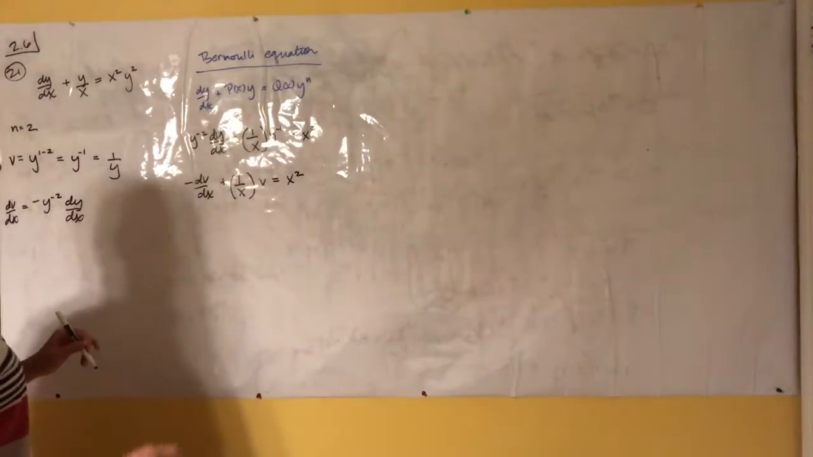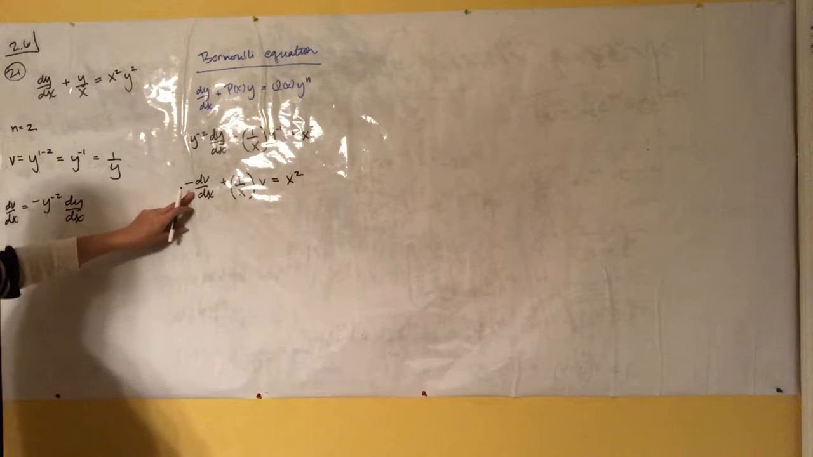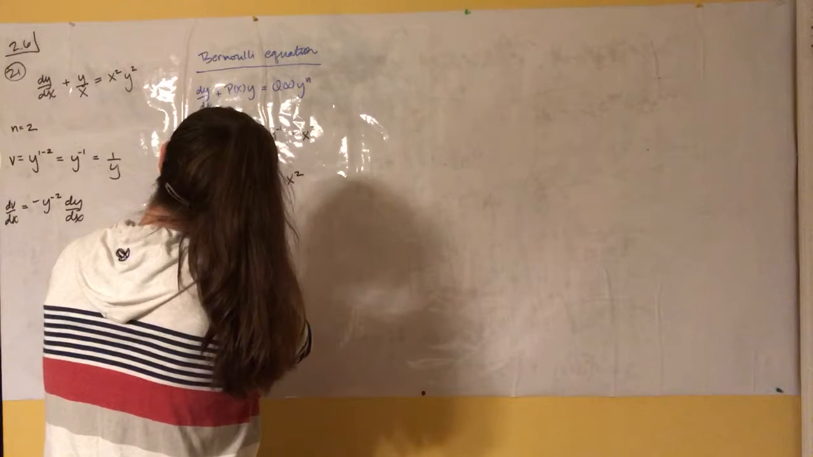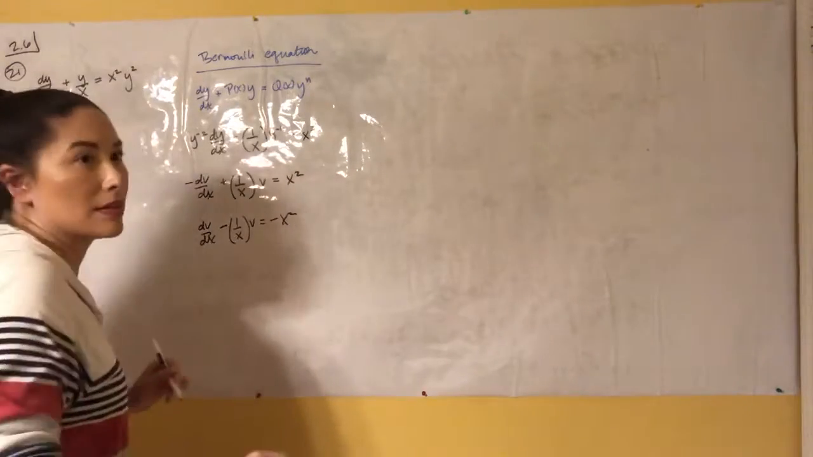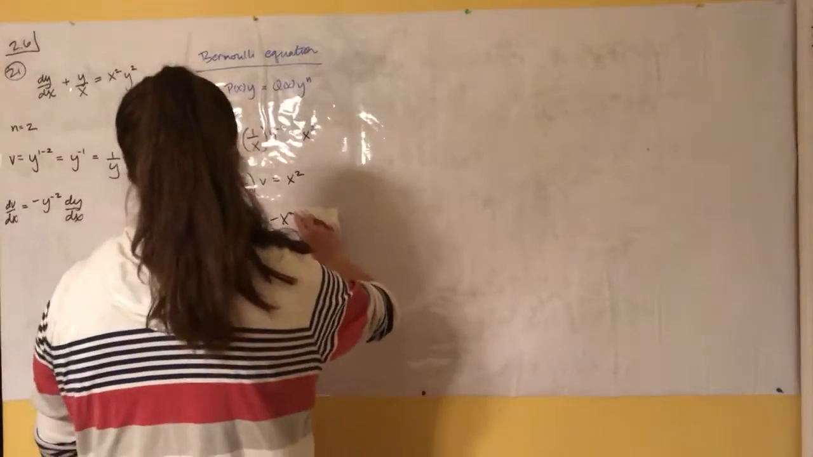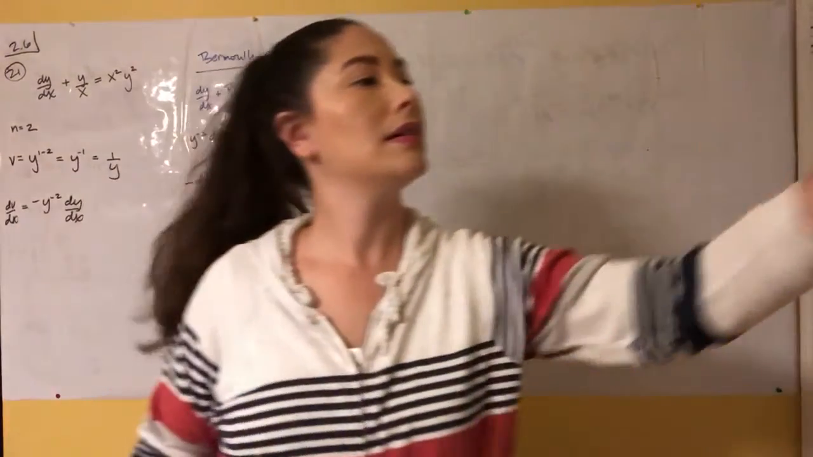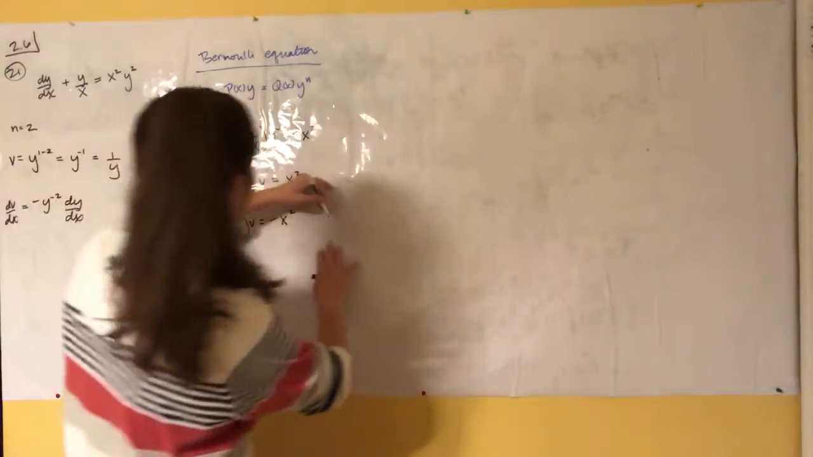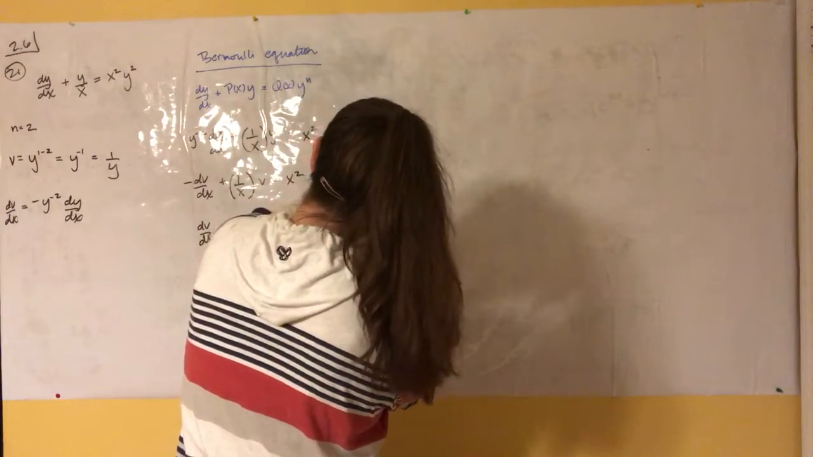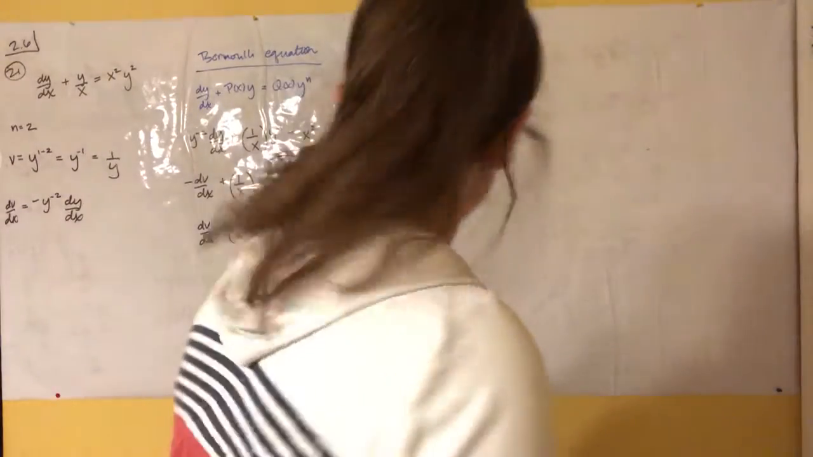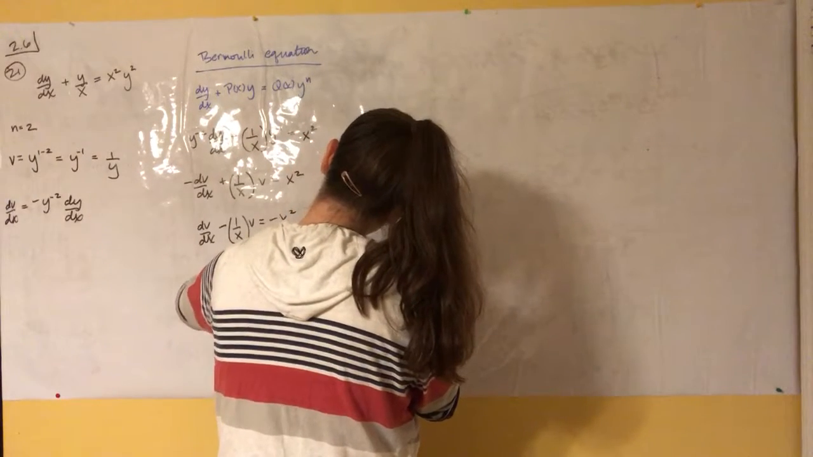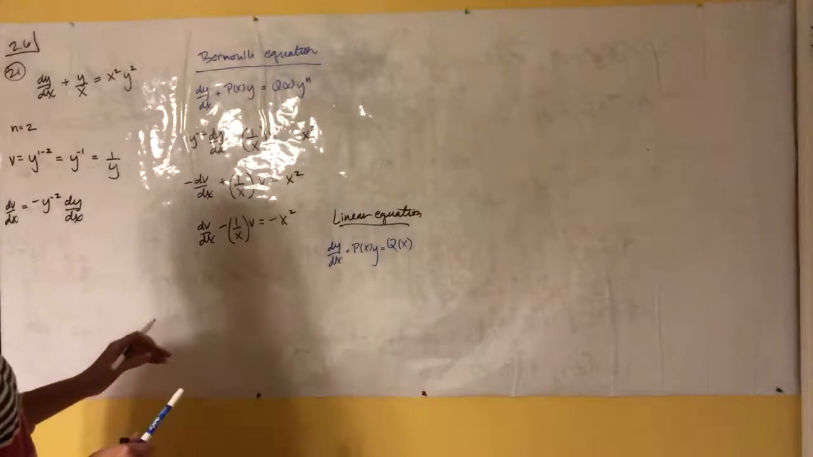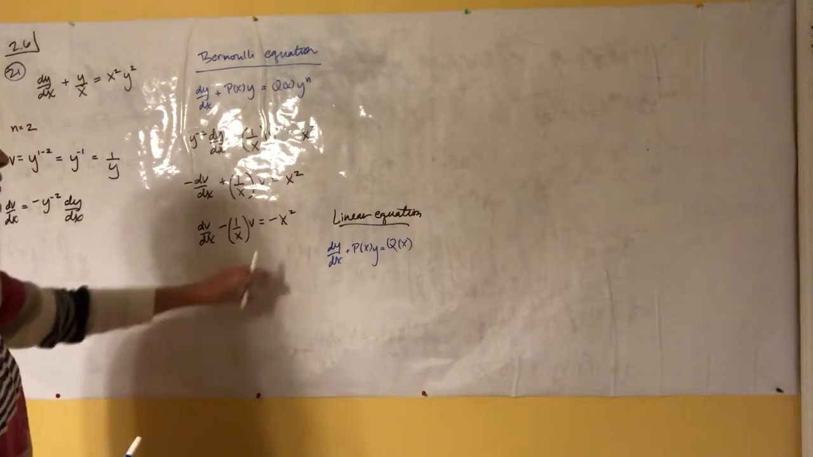Okay. Now you want to multiply everything by negative 1 because you want to get rid of that negative sign in front of the dv/dx, right? Okay, so now you have a linear equation, right? And remember that the formula for a linear equation is dy/dx plus p of x times y is equal to q of x, right? And you can see you have the format of a linear equation. The p of x is negative 1 over x, q of x is negative x squared.